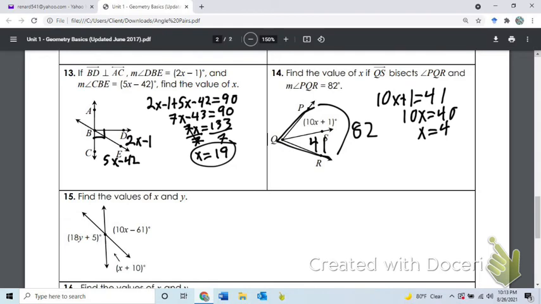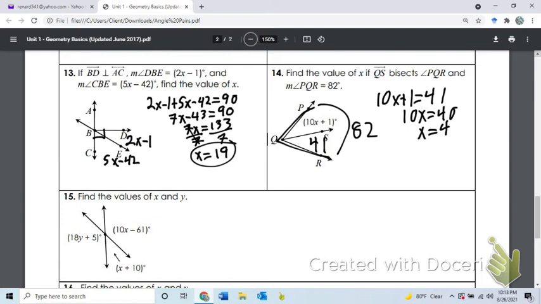Okay, so 15, 16, 17, we have x's and y's. What you first need to do is find the angle pair that allows you to isolate a variable, solve for that angle, and then use that solved angle to find the other variable.